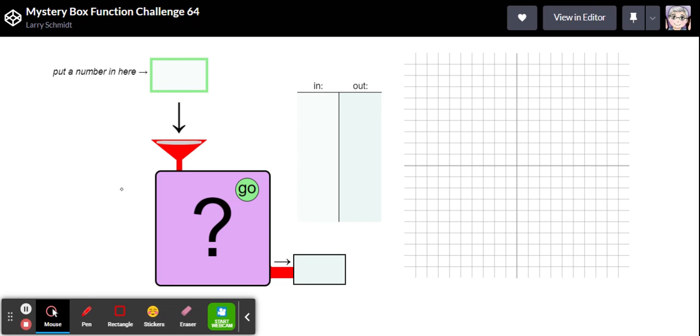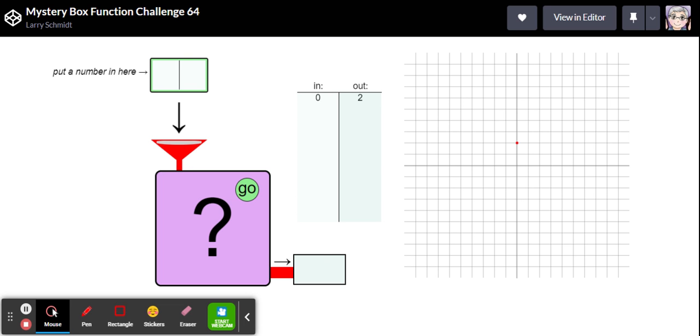In the purple box there is some mystery math and your challenge is to determine what that math is. You can pause this video, click the link in the description and get to this page to put in as many numbers as you like at the top and see how they're transformed as they come out the bottom, and use that information to determine what is in that mystery box. When you think you've got it, come on back, listen to the rest of the video and see if I get what you get. All right, let's begin with a 0.